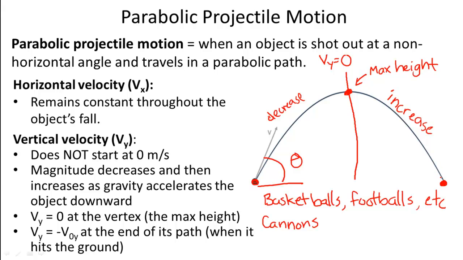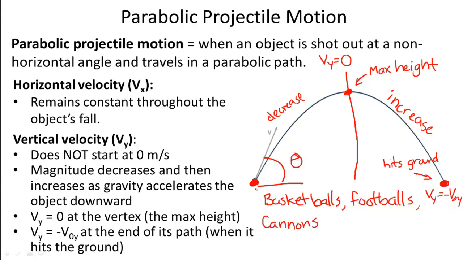All right, down here now, at the end of its path, so when it hits the ground, we're going to label this hits ground. When the object hits the ground, Vy is going to be the complete opposite of the initial vertical velocity. So whatever it started at here, at the end of its path, its vertical velocity is going to be the exact opposite. So Vy is going to equal negative initial vertical velocity. That's very important to know.